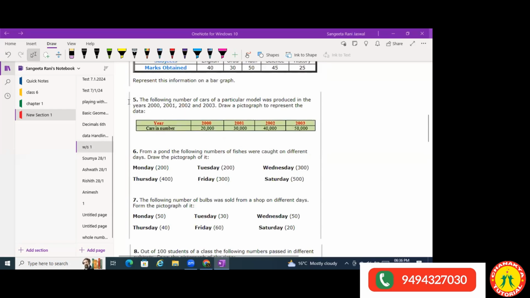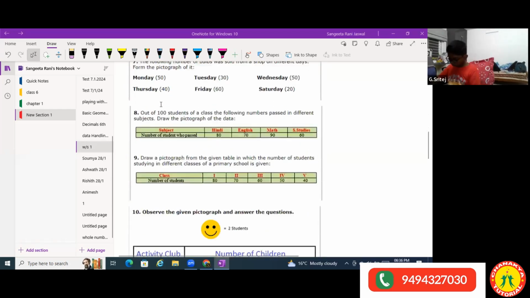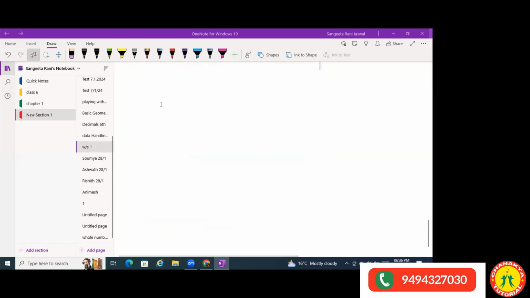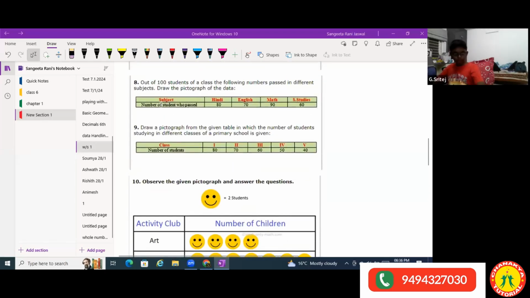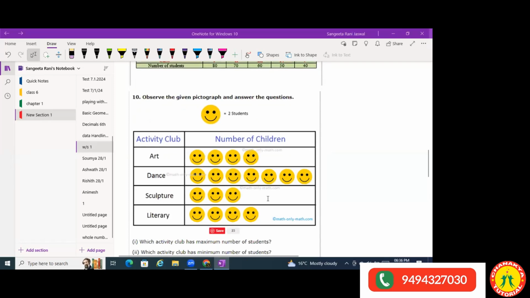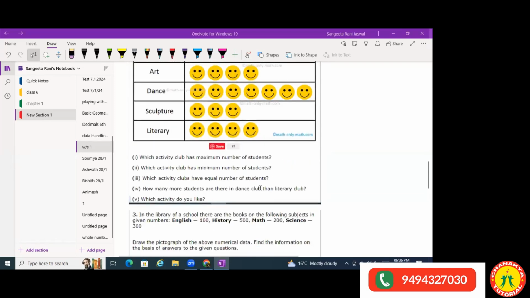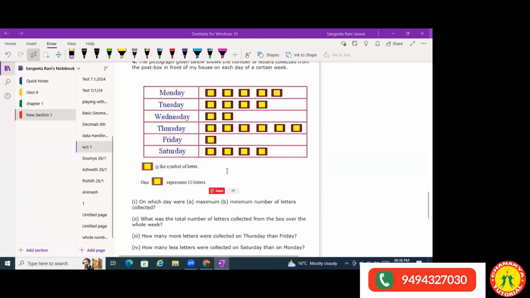Ma'am, all of these? Yes, all below, whatever is left. 5, 6 questions are left, and all are for pictograph only. Ma'am, making the pictograph and reading the pictograph? The pictograph is already made here. You just have to write down the answers from it. Just read it. So I'll give you this for homework.